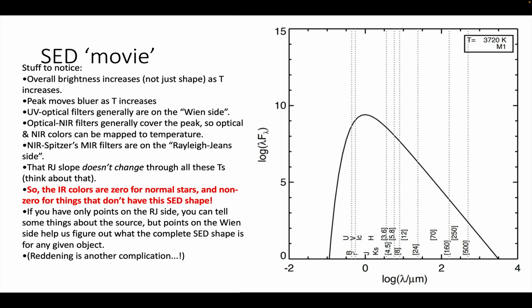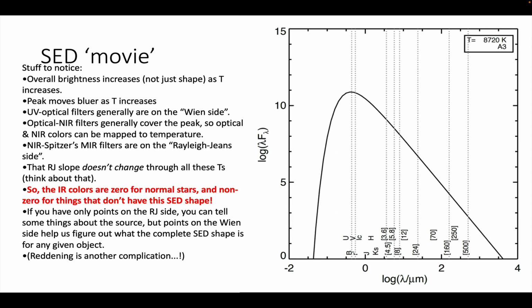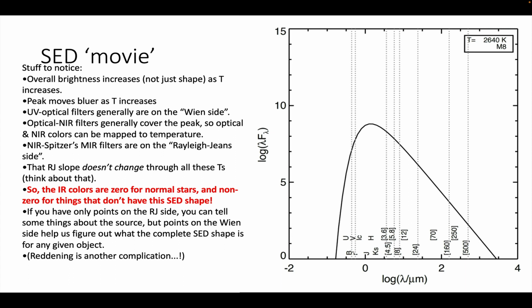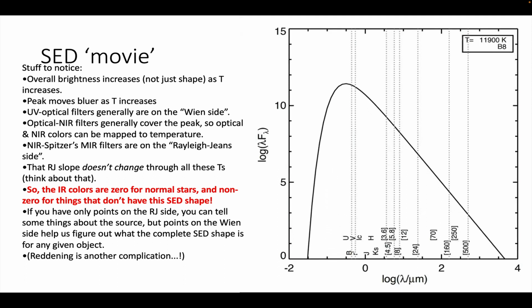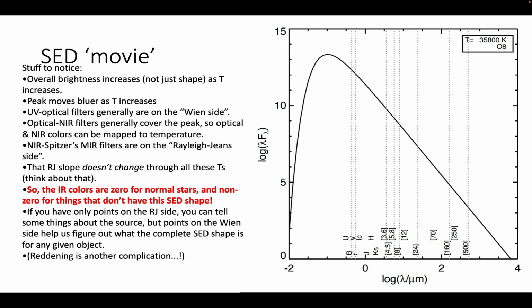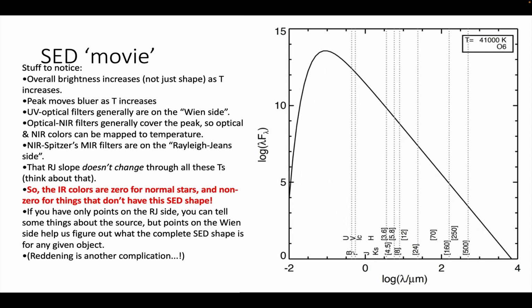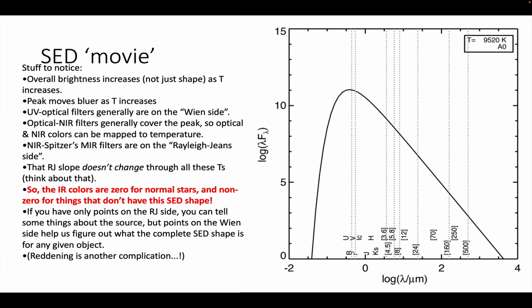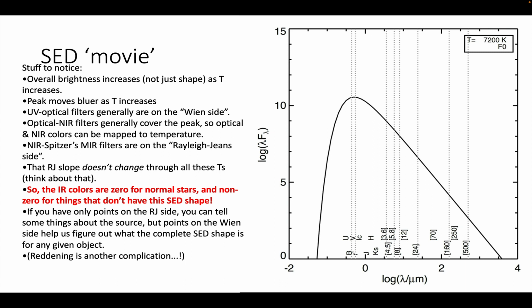All I'm doing here is calculating that blackbody equation as a function of wavelength for a variety of different temperatures. And the temperatures are what's given in the upper right. Those temperatures correspond to the spectral types that are given underneath. I've just pulled those out of a table of spectral types and effective temperatures. So those are approximations to the shape of the spectral energy distribution that you'd expect for stars of those spectral types.